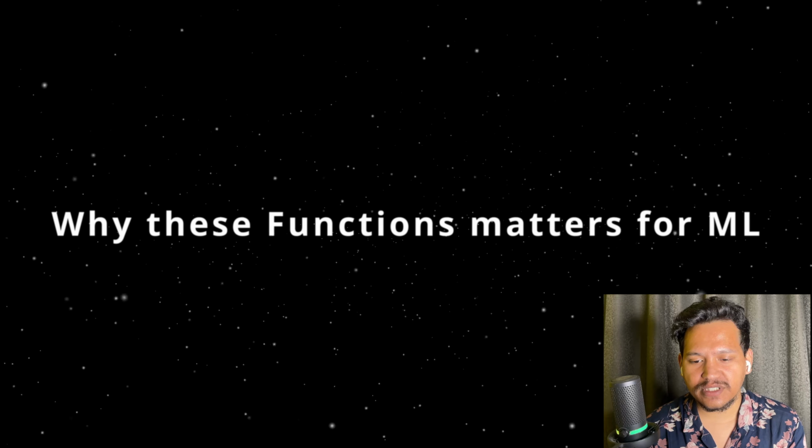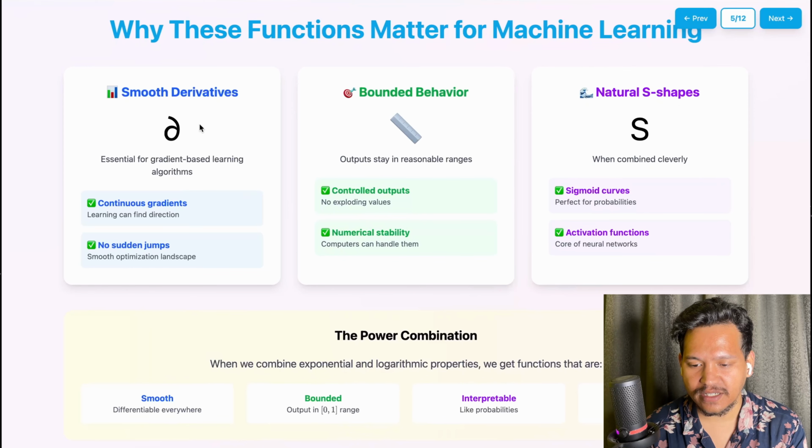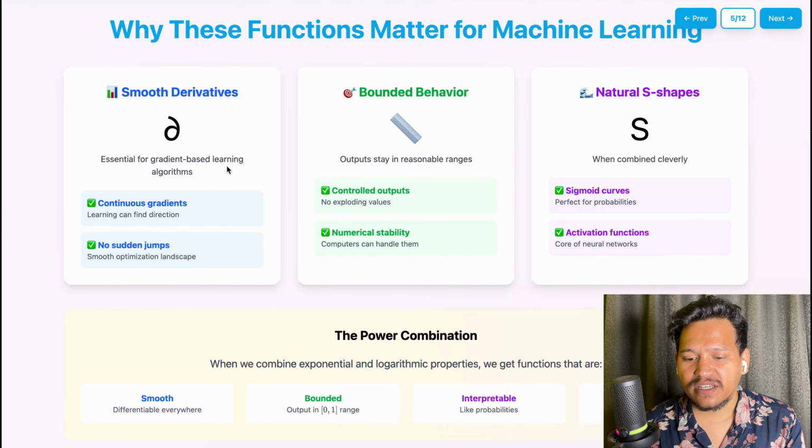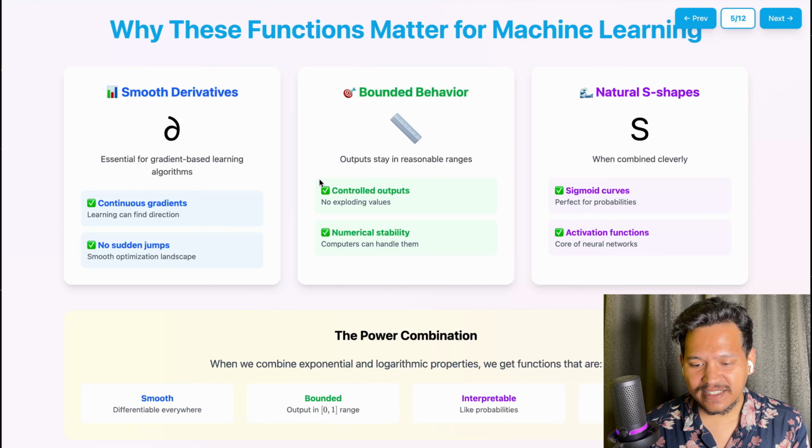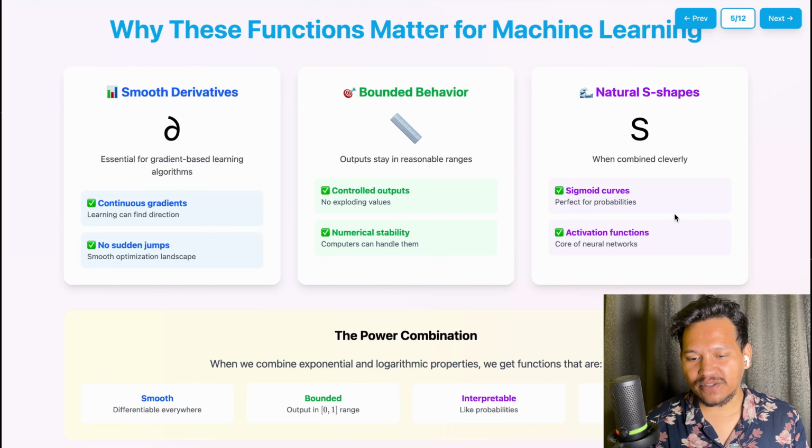So why do exponentials and logarithms matter for machine learning? Well, mainly because of these three reasons. Essential for gradient based learning, that is, smooth derivatives. Output stays in a reasonable range, that is, bounded behavior. And when combined cleverly, we get natural S-shapes. Here's a sneak peek at our destination.